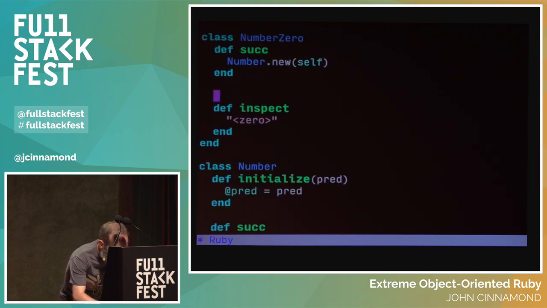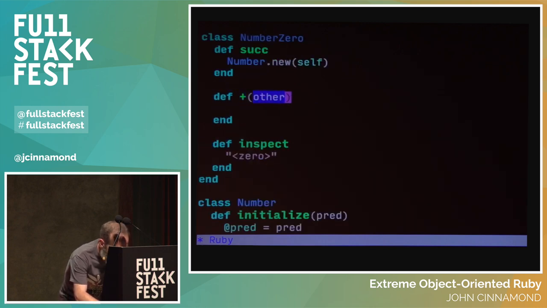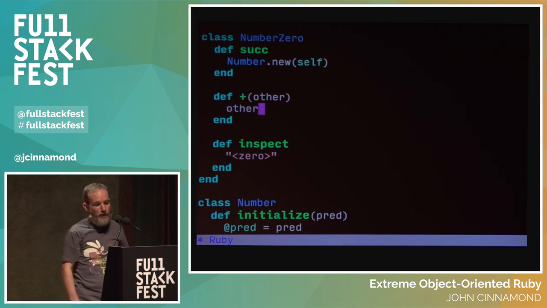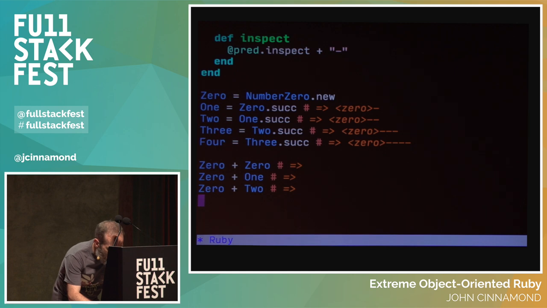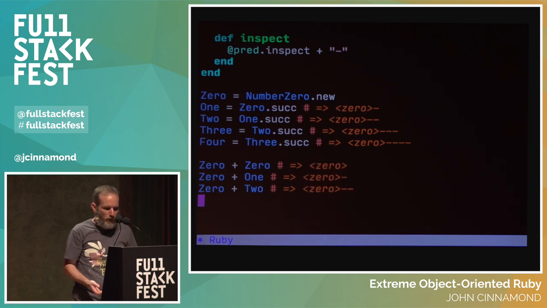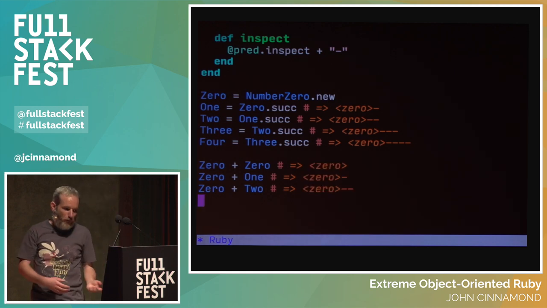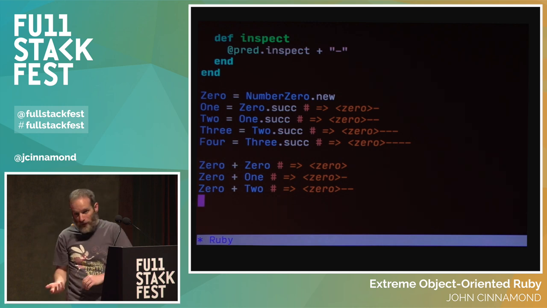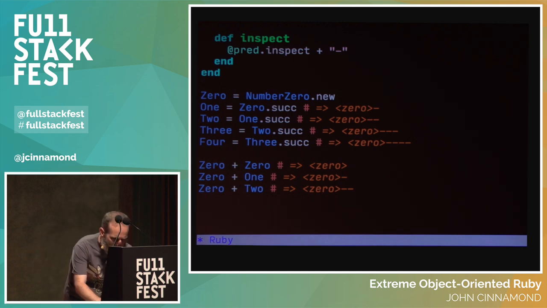I'll add a method up here to 0 called plus. It takes another number and then just returns it. It's just an identity function. It doesn't do anything to it. Go back to the code and run it, and you can see that this works. 0 plus 0 is indeed 0, 0 plus 1 is indeed 1, and 0 plus 2 is indeed 2. So that's great. What about other numbers?